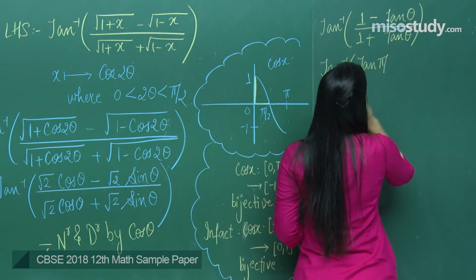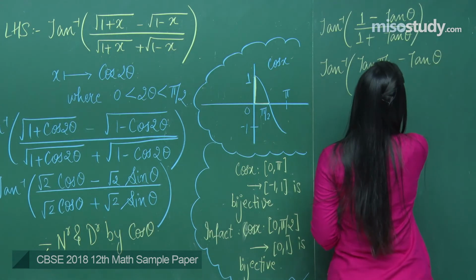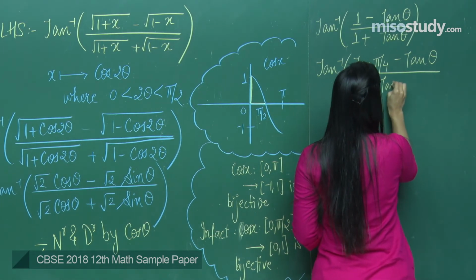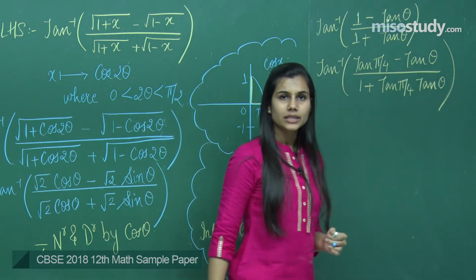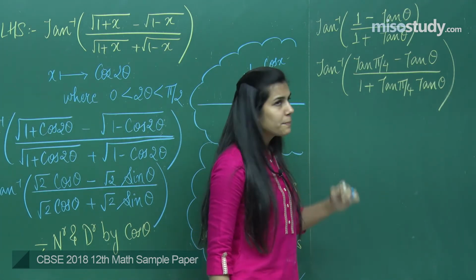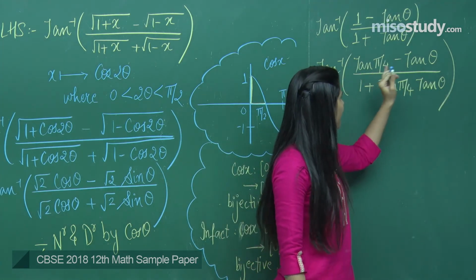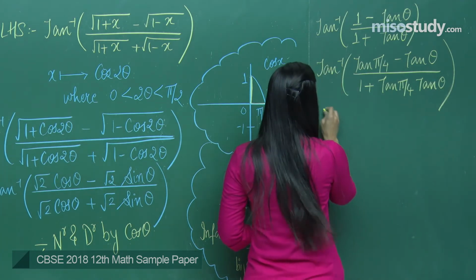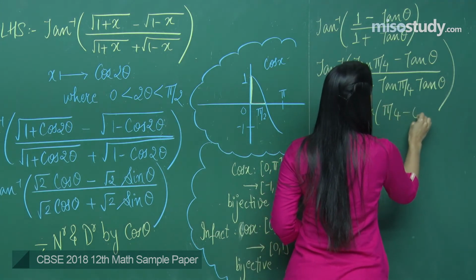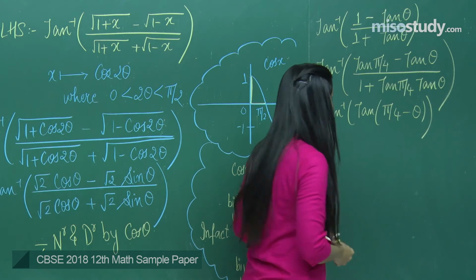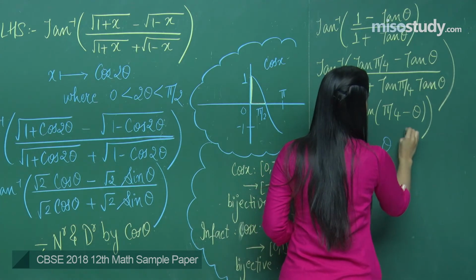I can write 1 as tan pi by 4. Tan pi by 4 minus tan theta upon 1 plus tan pi by 4 tan theta. That's what I can write this, no problem. I am just replacing 1 by tan pi by 4. But here what I have got after doing this manipulation is tan A minus tan B upon 1 plus tan A tan B, which is tan inverse tan of A minus B. And now I am very much desperate to write this to be equal to pi by 4 minus theta.